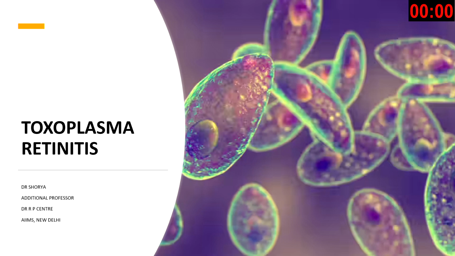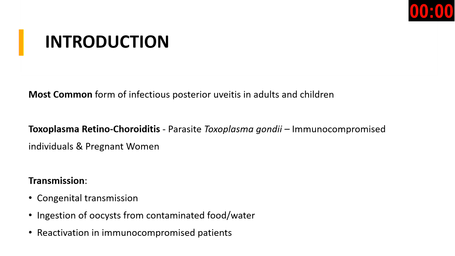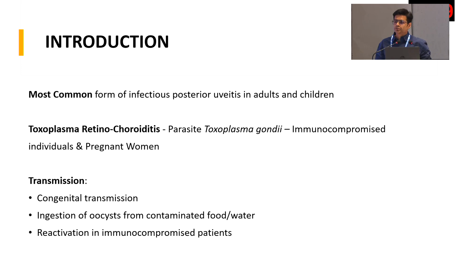Okay, so I'll be speaking on toxoplasma retinitis. It is the most common form of posterior uveitis in adults and children, and it is caused by an intracellular obligate parasite, Toxoplasma gondii. It most commonly occurs in individuals who are immunocompromised, pregnant women, and also in the elderly population. The transmission can be either vertical, what we call congenital transmission, or through ingestion of cysts from contaminated food or water. It can also occur as a reactivation.